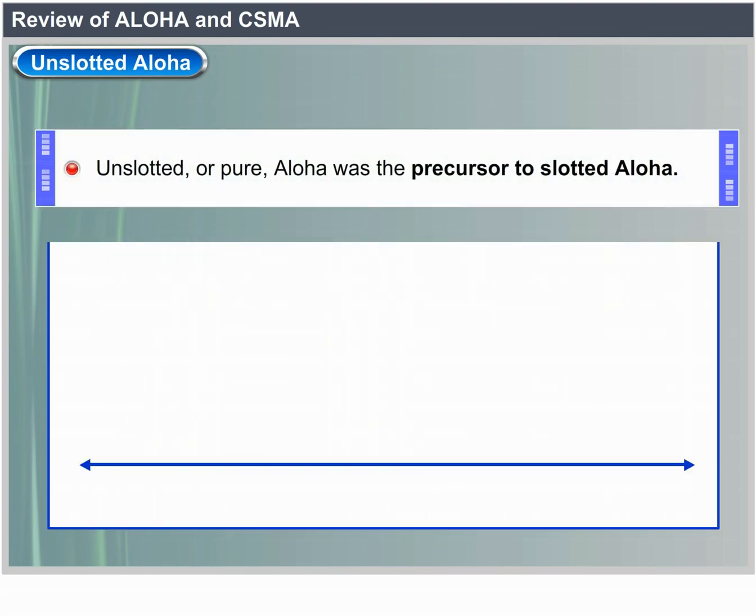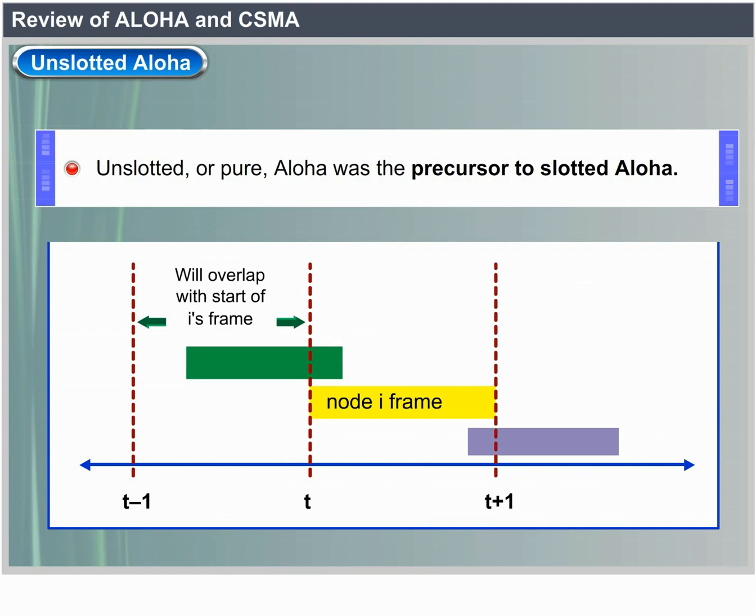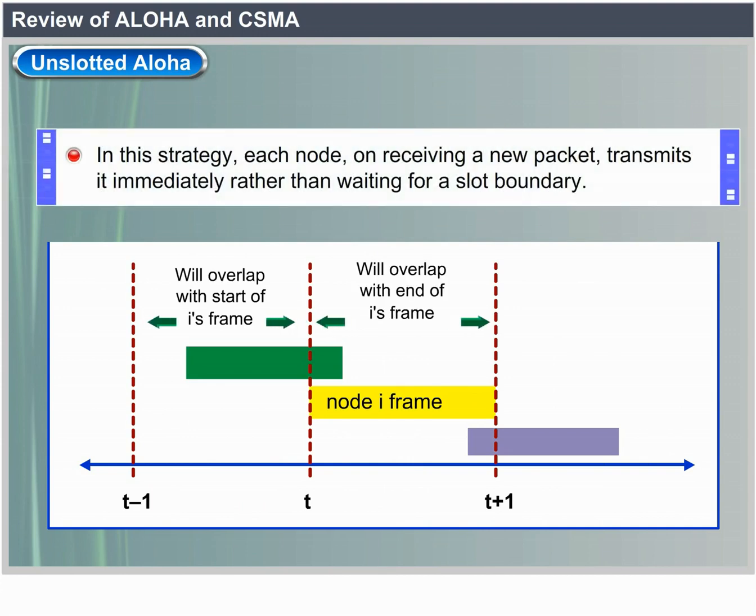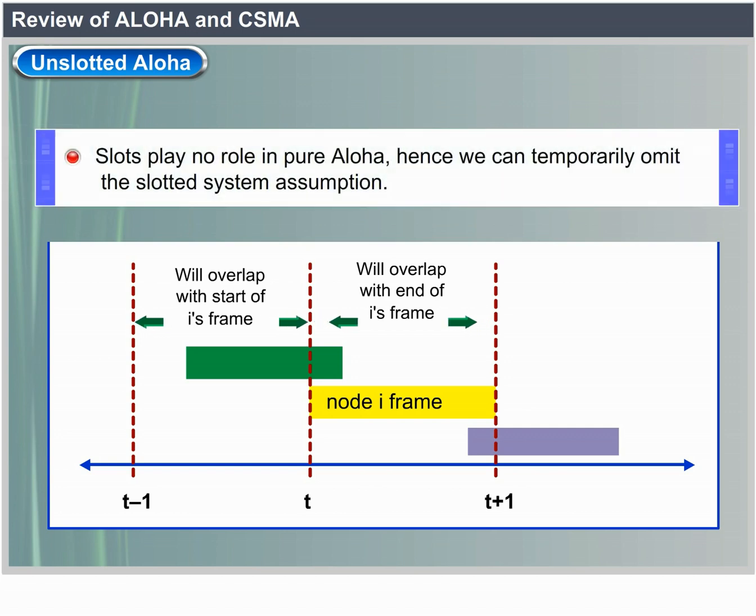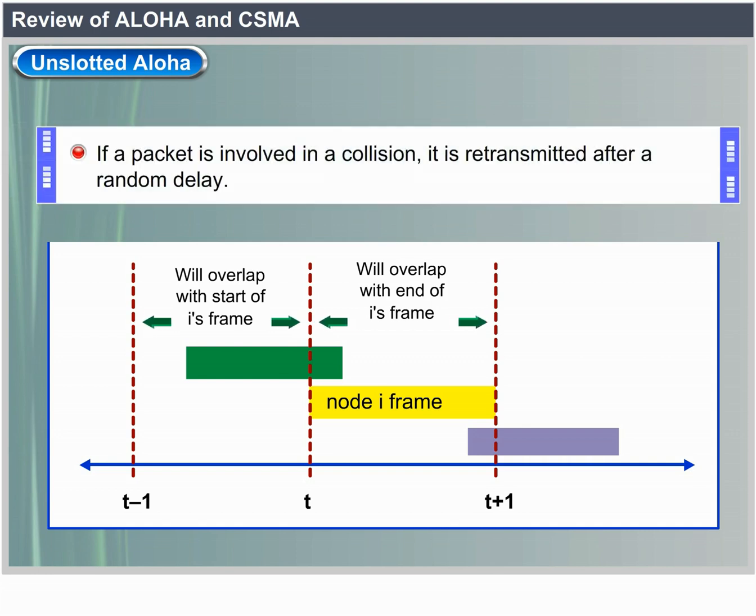Unslotted Aloha. Unslotted or pure Aloha was the precursor to slotted Aloha. In this strategy, each node, upon receiving a new packet, transmits it immediately rather than waiting for a slot boundary. Slots play no role in pure Aloha, so we temporarily omit the slotted system assumption. If a packet is involved in a collision, it is retransmitted after a random delay.